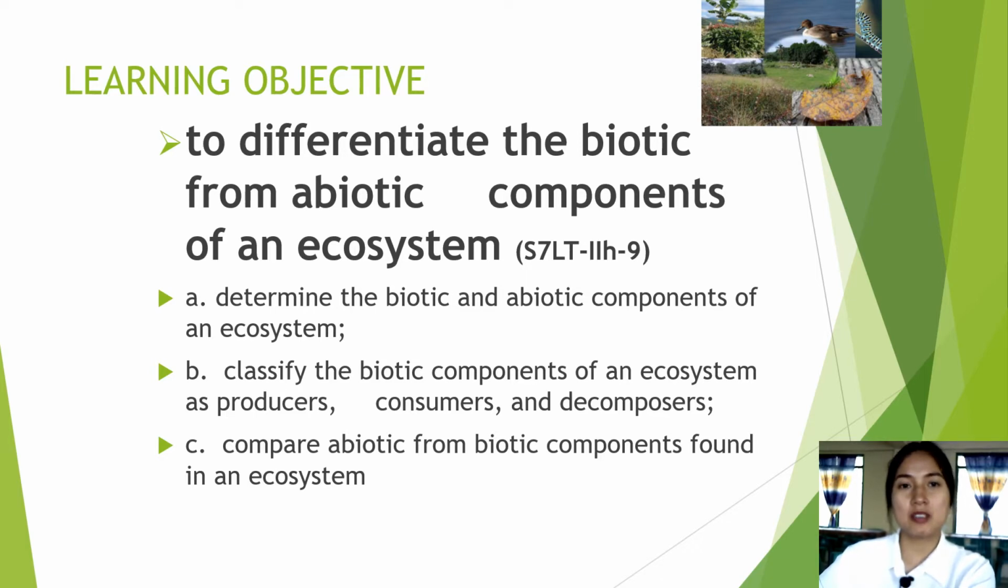Our learning objective is to differentiate the biotic from abiotic components of an ecosystem, specifically to determine the biotic and abiotic components of an ecosystem, to classify the biotic components of an ecosystem as producers, consumers, and decomposers, and lastly, to compare abiotic from biotic components found in an ecosystem.